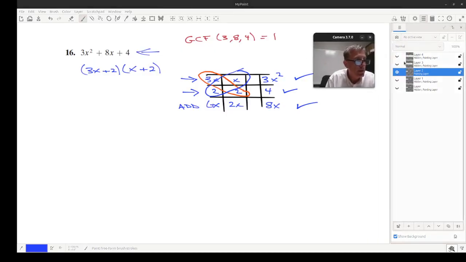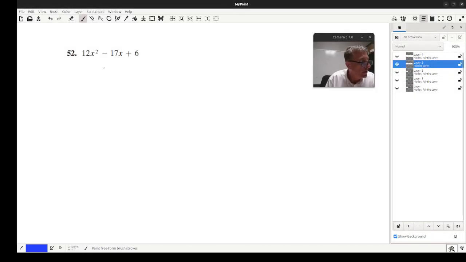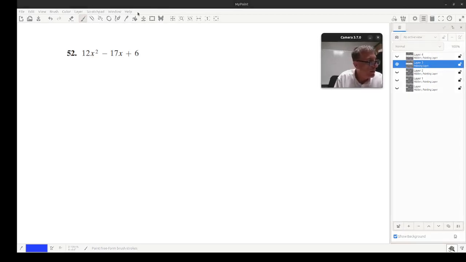Okay, let's do another one. Two more examples here. Oh yeah, this one's going to be a little bit more difficult. It's probably one of the more difficult ones we're going to do because there's different ways we can get 12x squared. So again, let's check the GCF of 12, 17, and 6 is 1. They don't have a common divisor. So I just have to try to start.